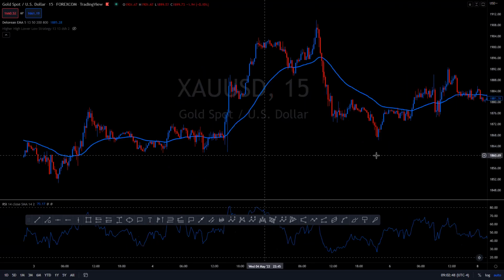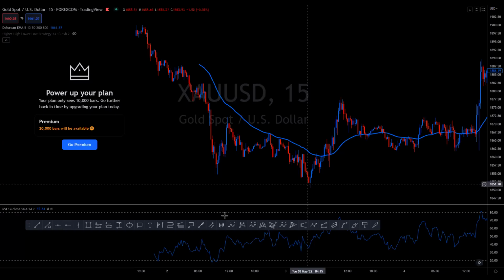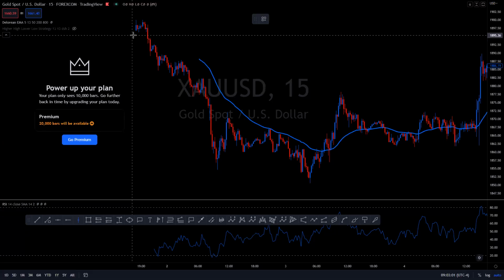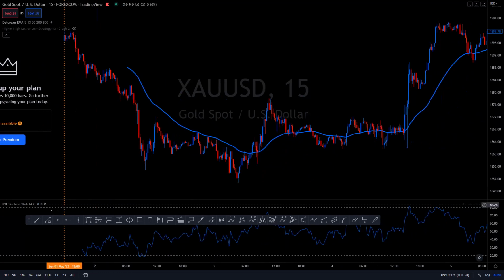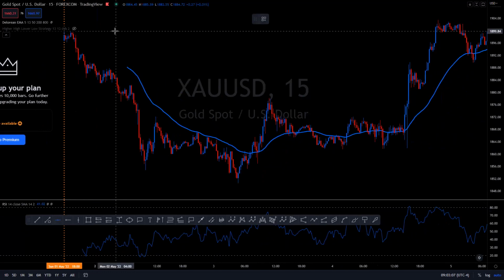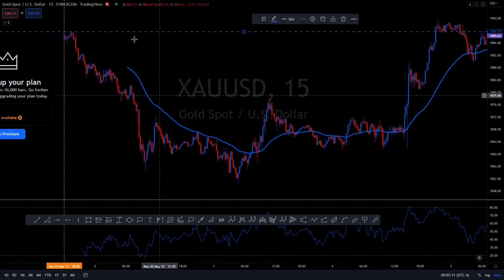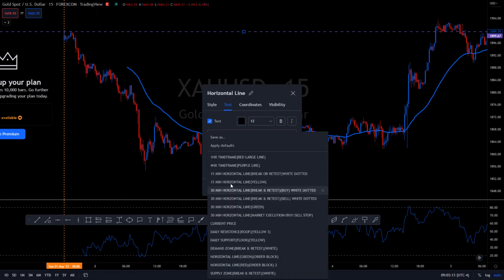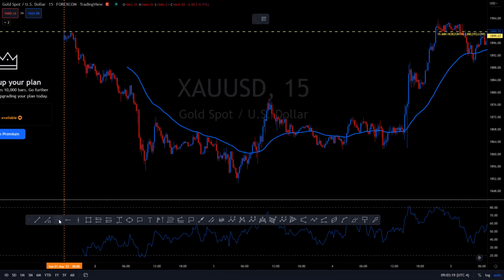Give me a second, this chart hasn't loaded yet. Hold on. Okay, so you see here there's a major supply up there. We want to make this yellow. And there is major demand down here.